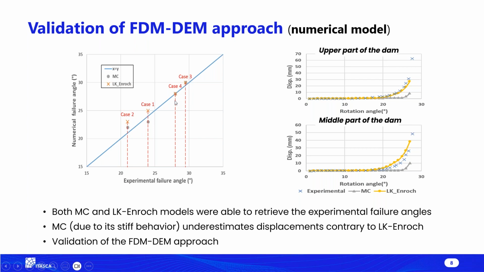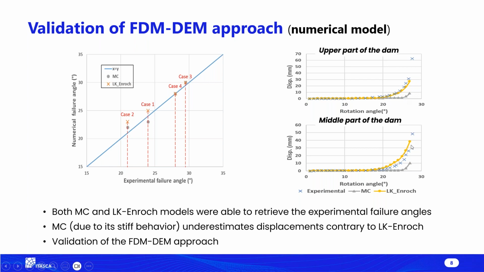The difference between the two models can be seen when we compare the displacements. So when we go to the right figure, we have an example of the displacements of some of the points on the downstream pitching of our experiments. This is just one case, which is case 4. So for the upper part and middle part of the drystone pitching, the downstream part, the experiments are the blue crosses. The numerical one using Alkan-Roche is the yellow one, and the numerical one using Mohr-Coulomb is the gray one.